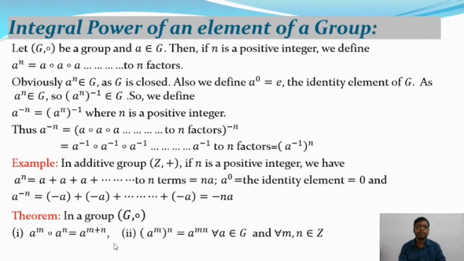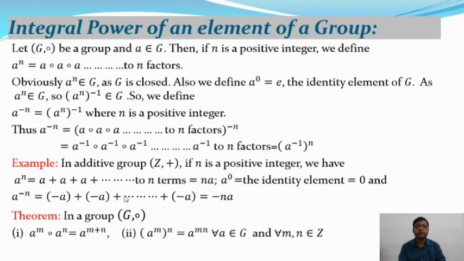This is the first theorem, the first property of the integral power of an element. And the second property is (a to the power m) whole to the power n, which can be written as a to the power m into n, for all a belonging to G, and for all m, n belonging to Z. So these two are the properties of the integral power of an element of a group G with composition.